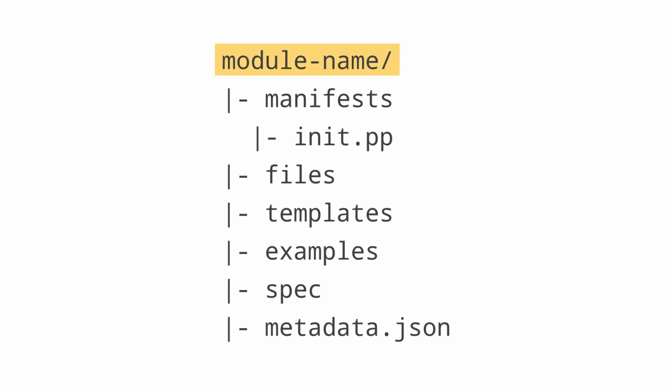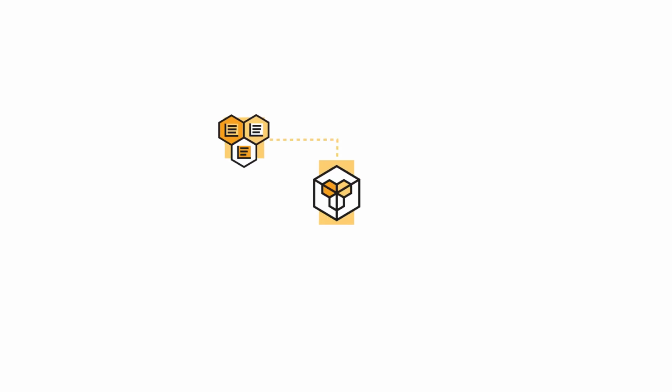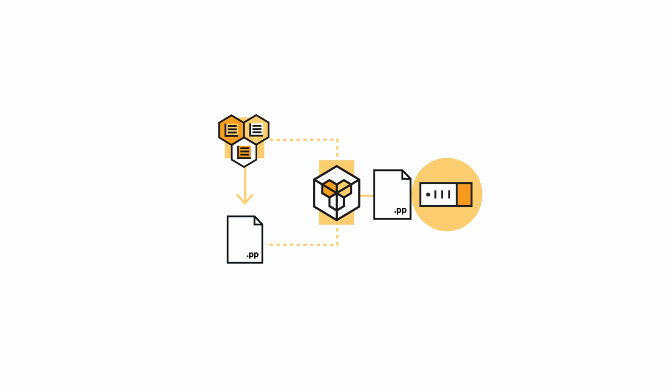The module's name is the name of the top directory. If a class is defined in a module, you can declare that class by name in any manifest. When the Puppet master compiles the catalog, it will dynamically load the manifest that contains the class definition.